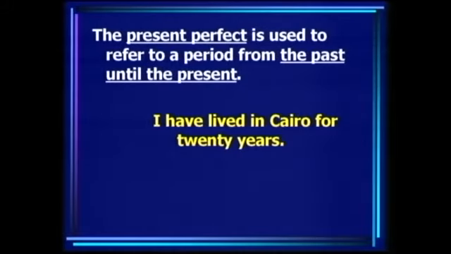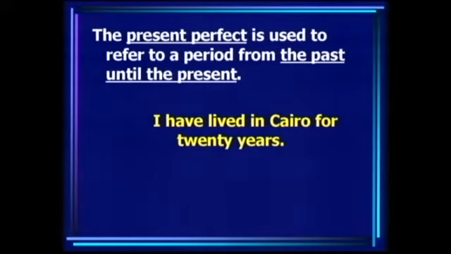Present perfect ده الوقت اللي بيمتد فيه هو من امتى؟ من الماضي لغاية الحاضر. يعني ما اقول I have lived in Cairo for 20 years. For 20 years معنى الجملة ايه؟ I have lived in Cairo for 20 years. يعني انا مثلا دلوقتي سنة 80 يبقى انا عايشة في القاهرة من سنة 60.